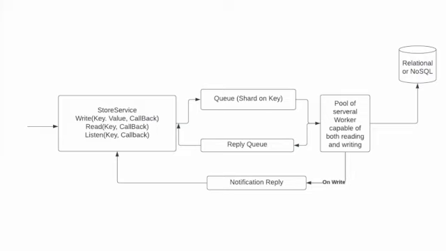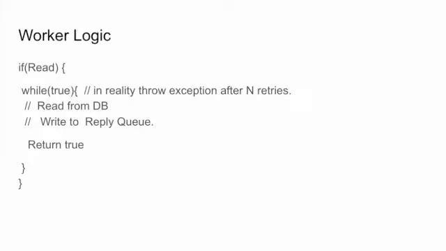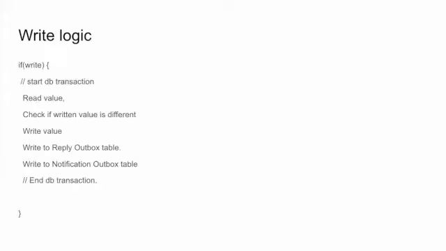Read logic is relatively simple. Read from DB and write the value to the reply queue. Either of these steps can fail, in which case the entire operation should be seen as failure and retried. For write, the DB write and write to queue should happen in a transaction. We do not want to write to DB but fail to write to queue.